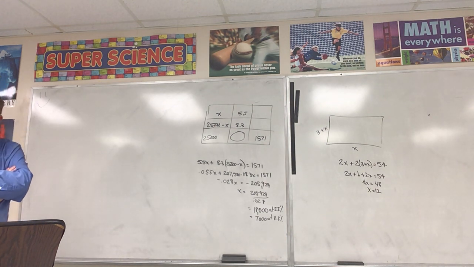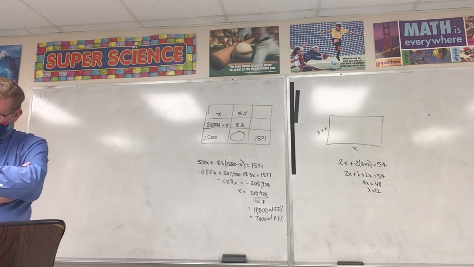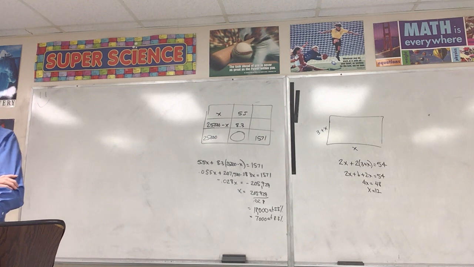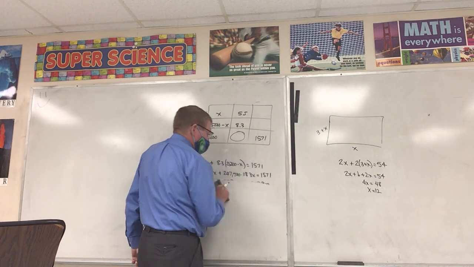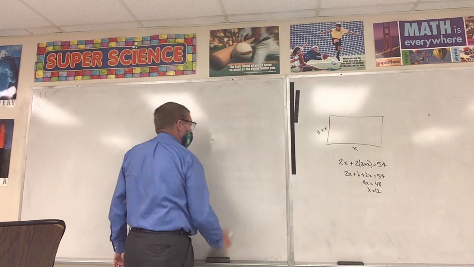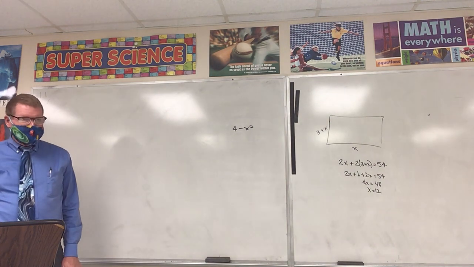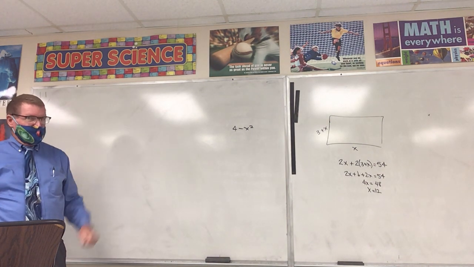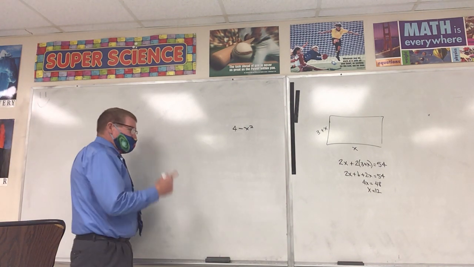Number 16, negative square root of 4 minus x squared. What's my domain? X is greater than or equal to... plus or minus 2, because you have to take the square root of it. What kind of function is that? The square root. Squaring. 4 minus x squared. Squaring function. What does the parabola look like?